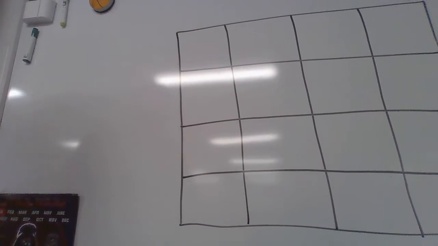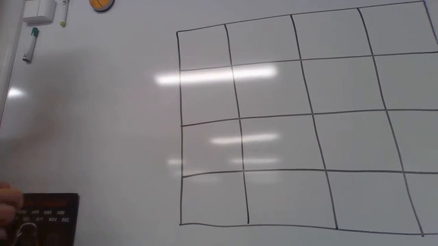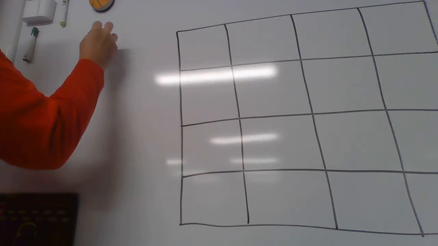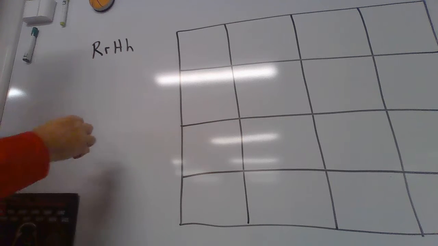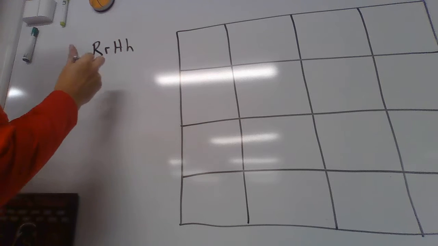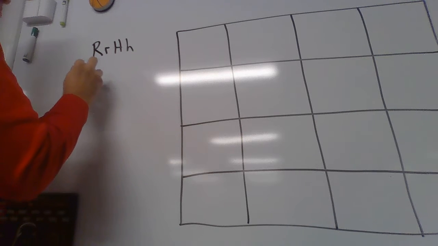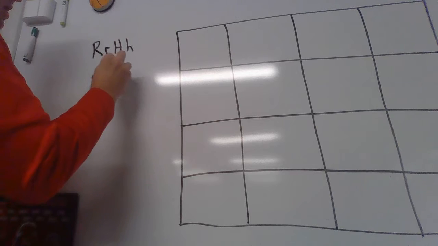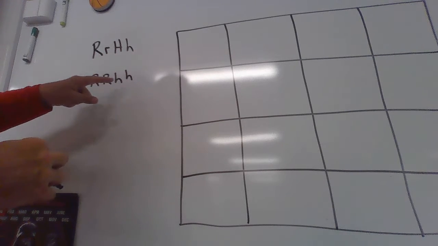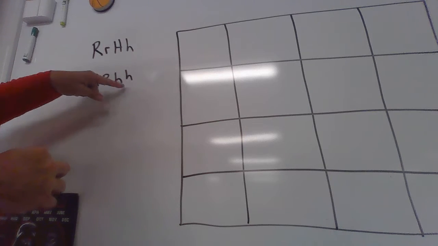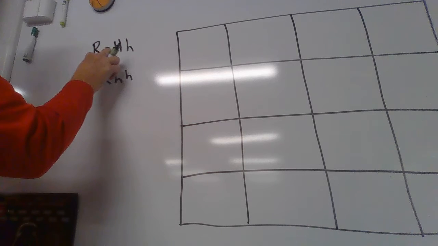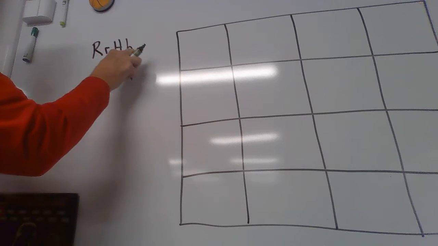So let's say we have a parent who is heterozygous for both traits. So they are big R, big R, big H, little h. So this would be a green, tall pea plant. Okay, that's one parent. Let's say the other parent is homozygous dominant and homozygous recessive. So this pea plant is green and short.